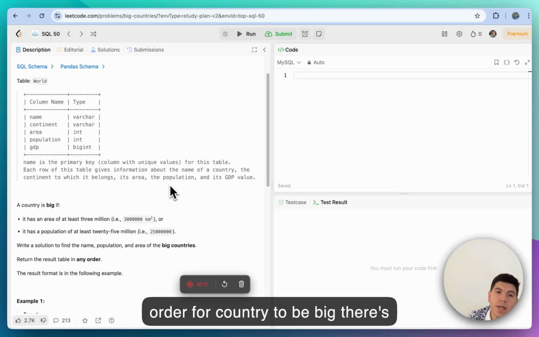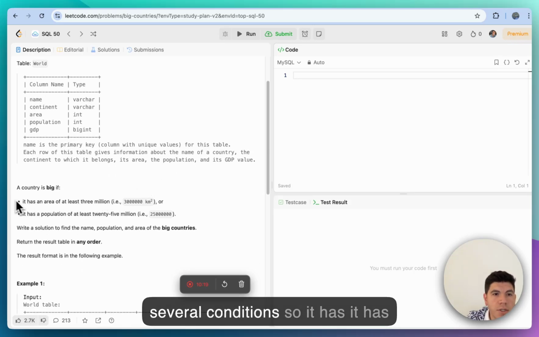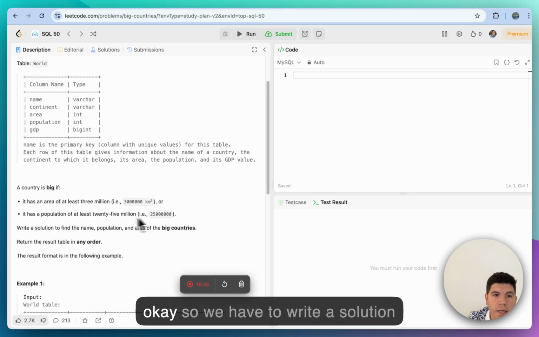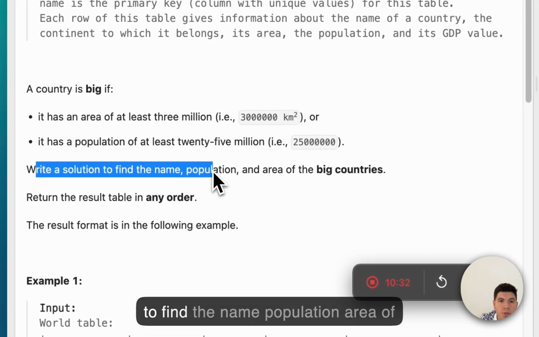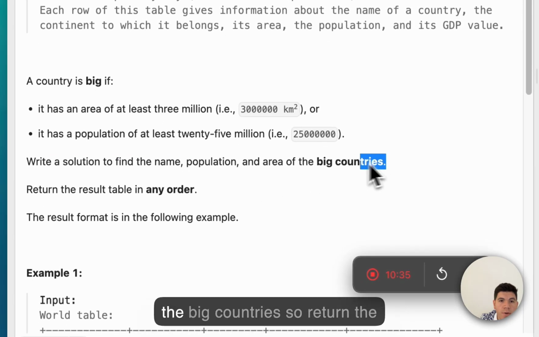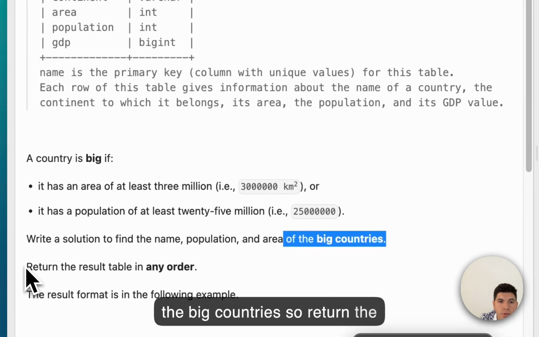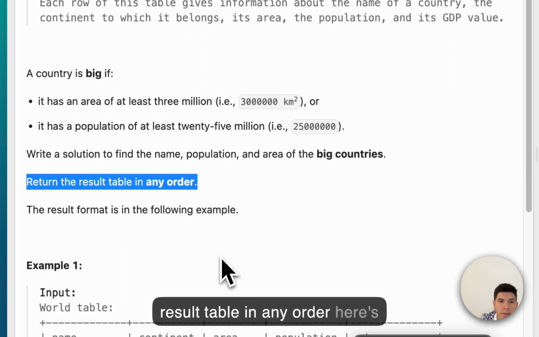So in order for a country to be big, there are several conditions. It has an area of at least 3 million square kilometers, or it has a population of at least 25 million. Okay, so we have to write a solution to find the name, population, and area of the big countries. Return the result table in any order.